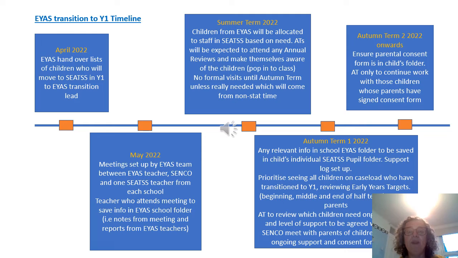So moving into the summer term, children who have had involvement from early years will then be allocated to staff based on need. Advisory teachers will be expected to attend any annual reviews that you may be holding, so it helps them to become aware of that child's needs and also just to make themselves aware of the children. So it will be more of a pop into class really in that final half term.